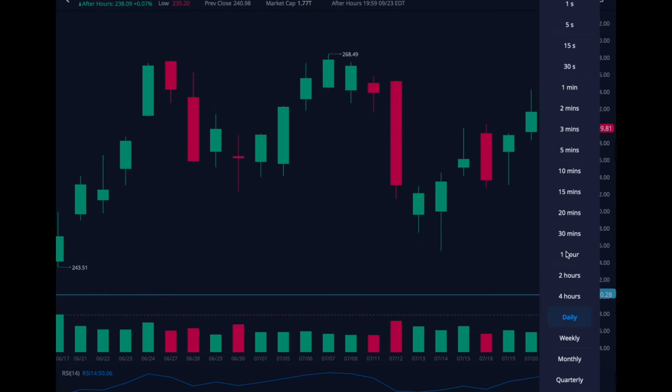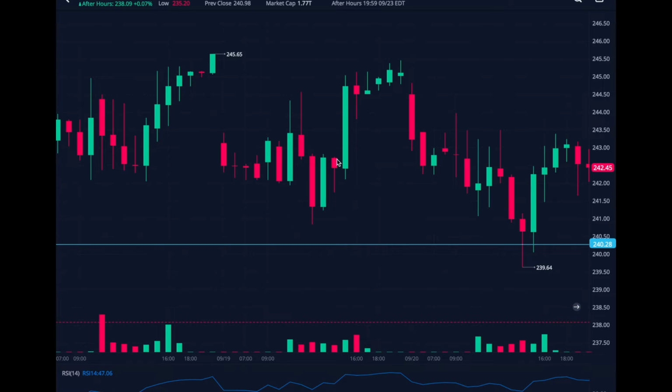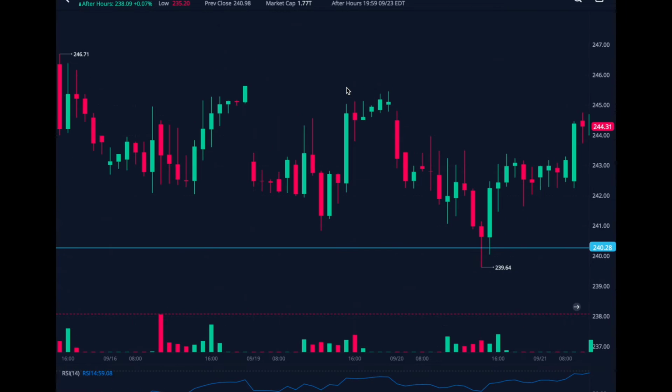If I change this to an hour, this is not the same thing anymore. This shows you how price moved every hour. So in this hour, let's use the red one for example, price would have opened here, gone up a little bit, gone all the way down and got bought back, and closed there. The next hour started here, that's the open, went down, went up, closed here. So candlesticks are extremely useful, especially when you want to start looking at price.